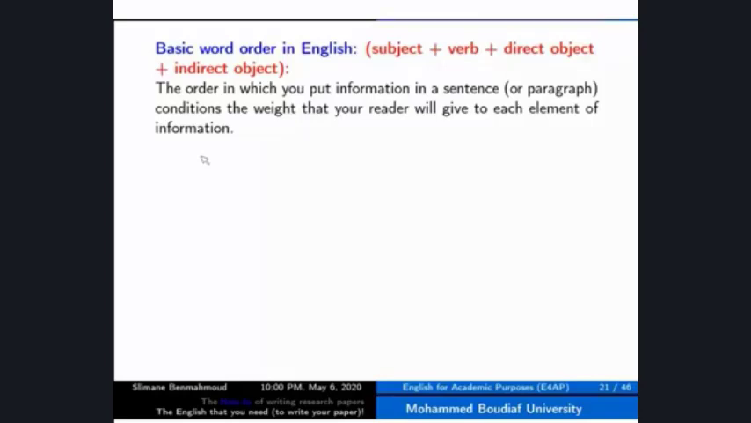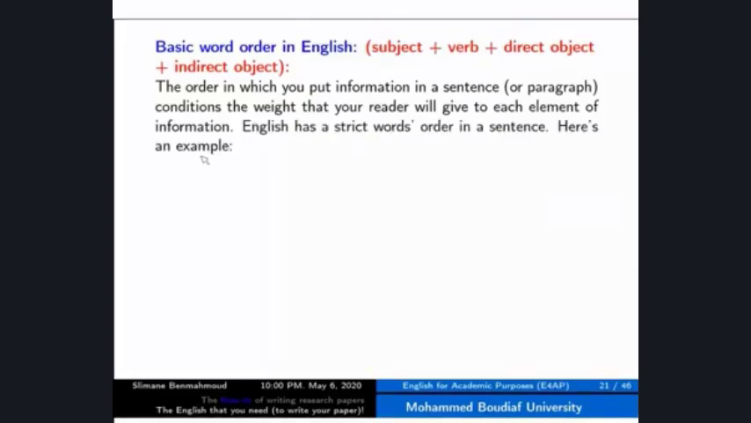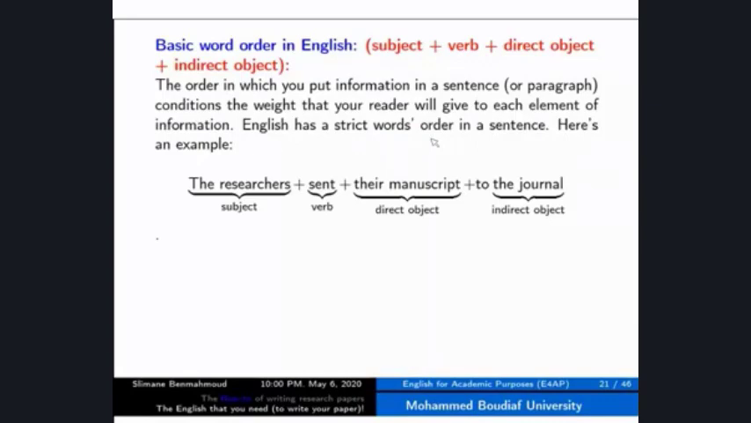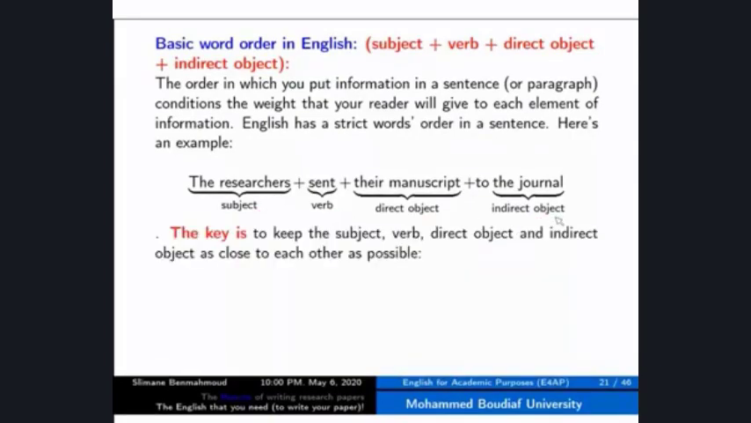You see this? The reader will give some weights to each word in your sentence according to their positions in the sentence. English has a very strict word order in a sentence. Here is an example: the researchers sent their manuscript to the journal. The subject, the verb, the direct object, and the indirect object.